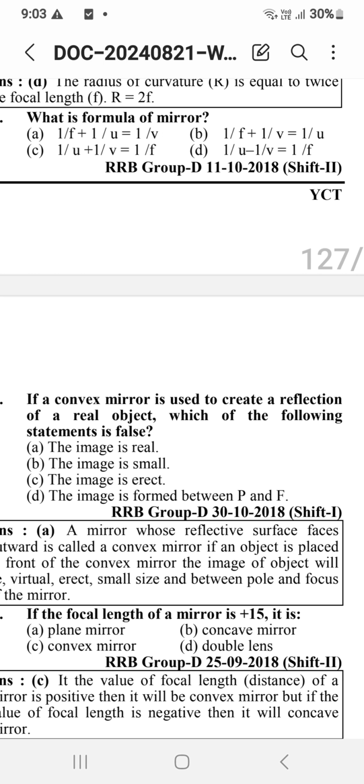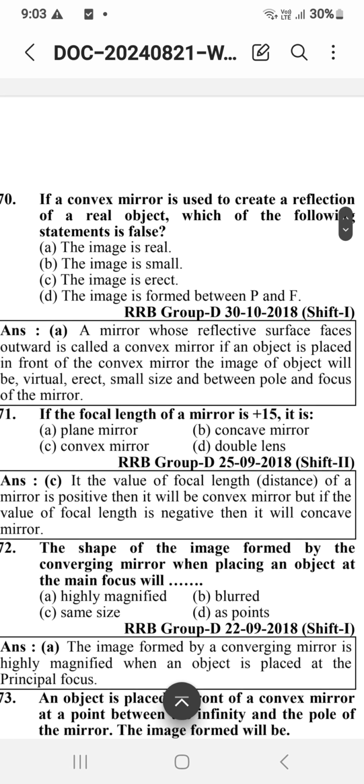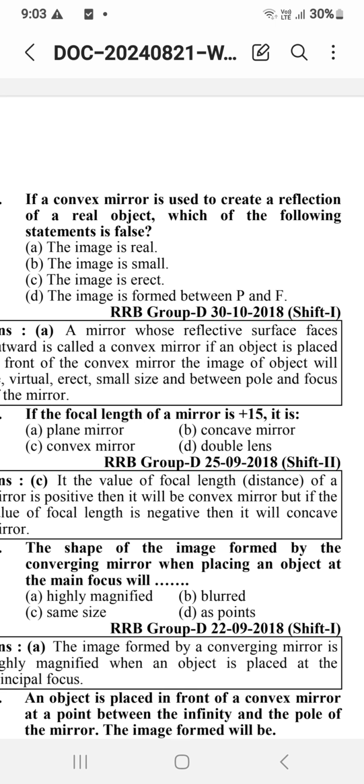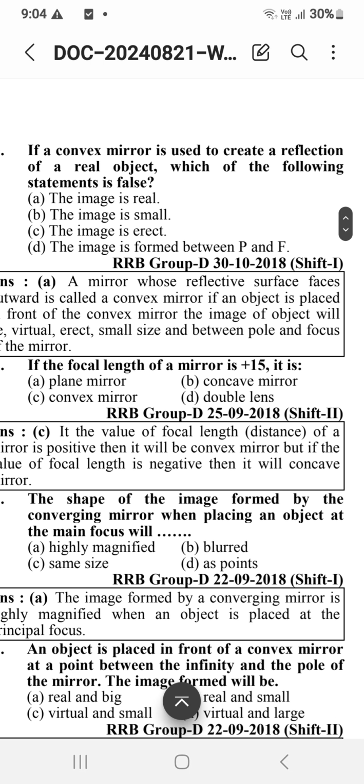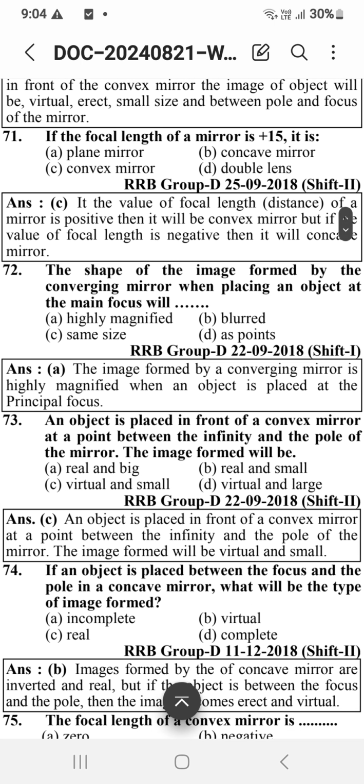If the focal length of the mirror is plus 15, it is a convex mirror. The image formed by a converging mirror when an object is placed at the principal focus will be highly magnified. An object is placed in front of a convex mirror at a point between infinity and the pole of the mirror. The image found will be virtual and small.